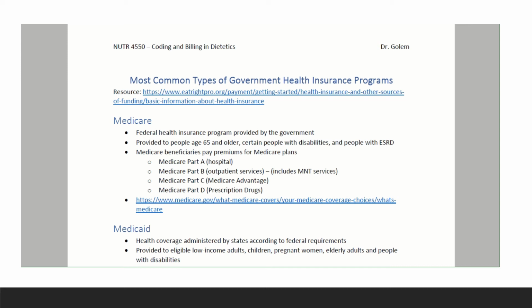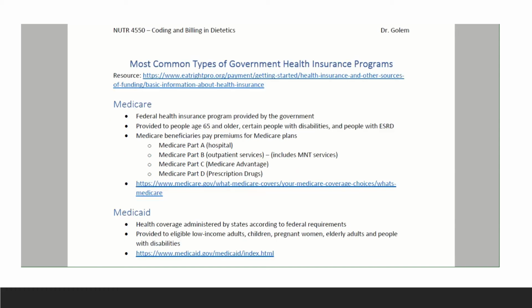So this is just to give you this conceptual understanding when people are like, oh, Medicare Part C, and you're like, what does that mean? This puts it in perspective.